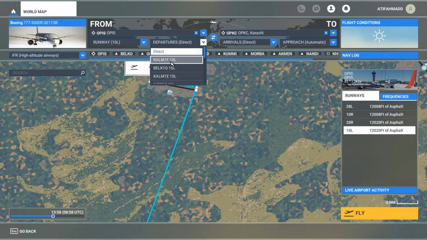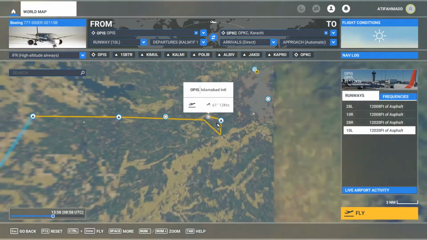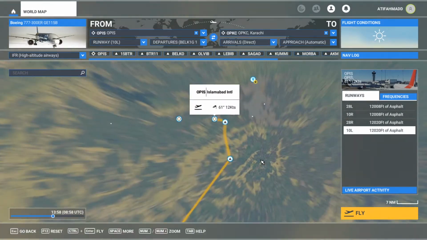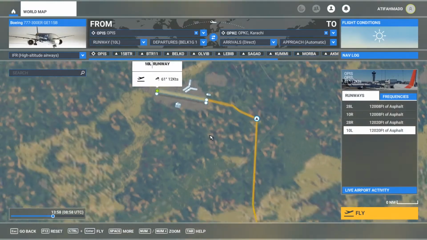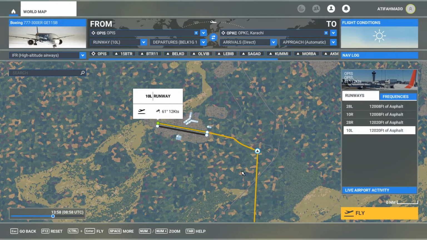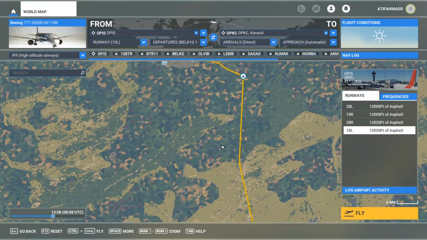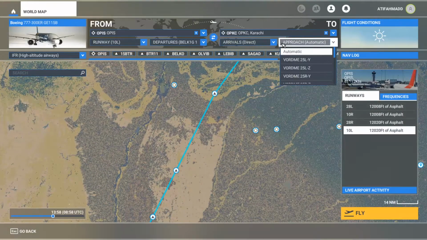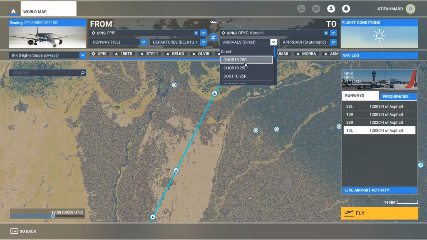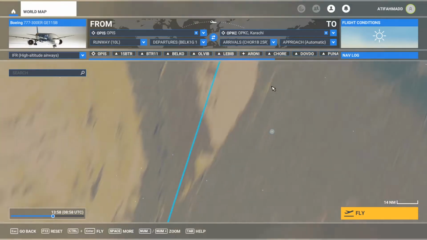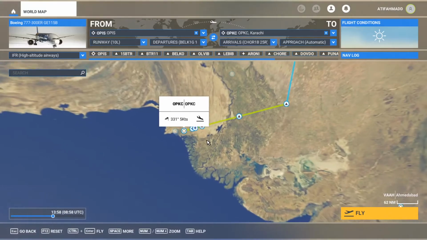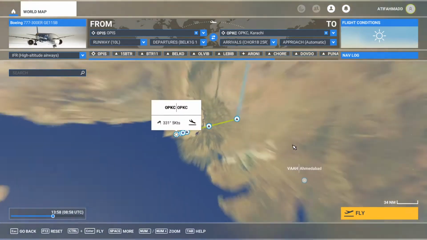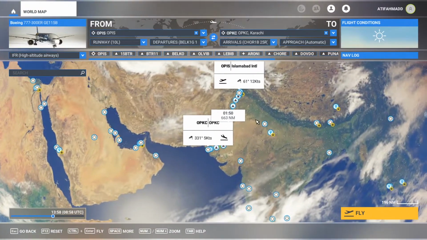Okay, let's set the departure. Okay, so the departure is set. We'll take off from runway 10 left, then a steep right turn towards Karachi. Okay, and let's keep the arrival at 25 right. Is it good? Okay, so it's a straight approach, nothing to worry about. We are not landing, that's why I'm not worried about that.